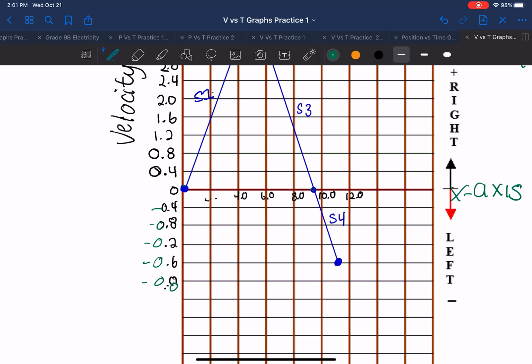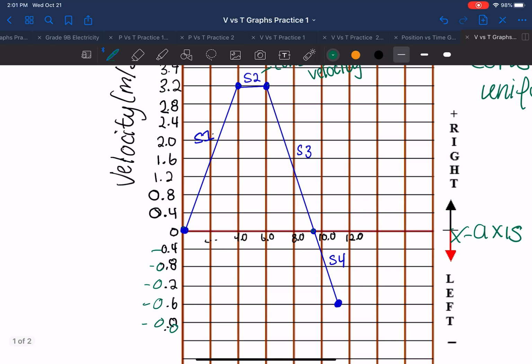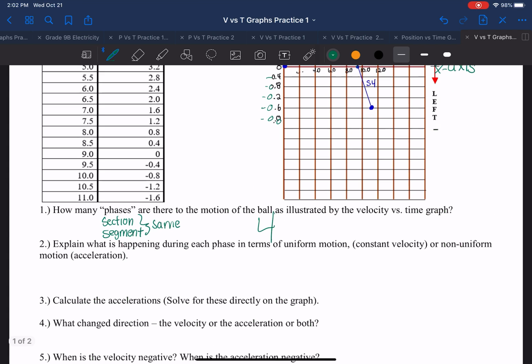We're moving backwards compared to S3. We are decelerating in S3, and we're still decelerating in S4 because we're heading into those negative values, and it's part of the same line. So later on, when we're calculating the acceleration from the slope for S4, we're going to see that it's going to be the same number as S3. So let's see what our next question is.